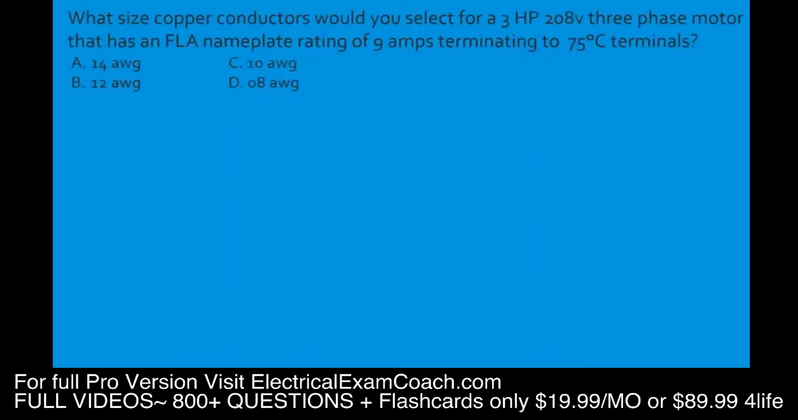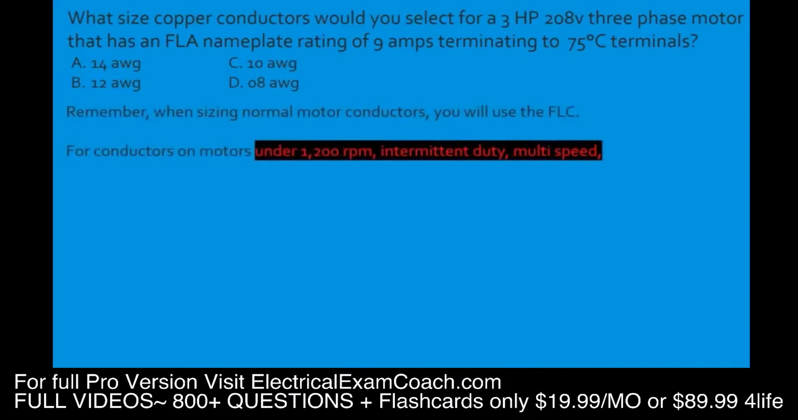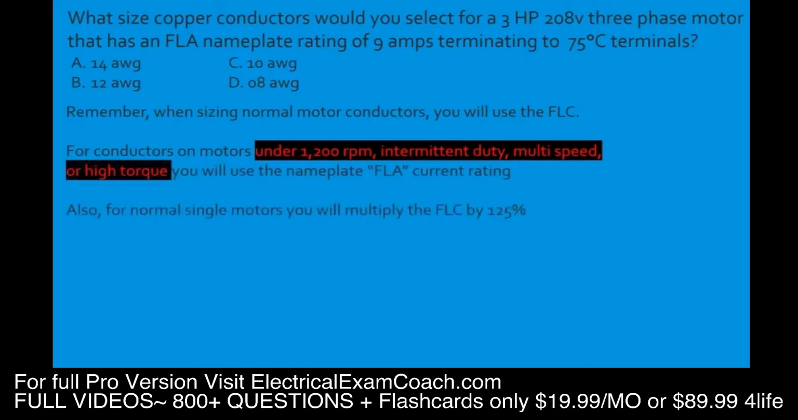What size copper conductors would you select for a 3 horsepower, 208 volt, 3-phase motor that has an FLA nameplate rating of 9 amps terminating to 75 degree C terminals? One thing I want to note is that they're always going to put that FLA nameplate rating in there to throw you off. So remember, when sizing normal motor conductors, you will use the FLC. For conductors on motors that are under 1200 RPM, intermittent duty, multi-speed, or high torque, you're going to use the nameplate FLA rating. For normal single motor conductors, you're going to multiply that FLC by 125%.